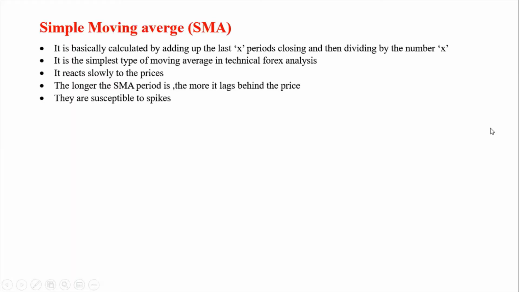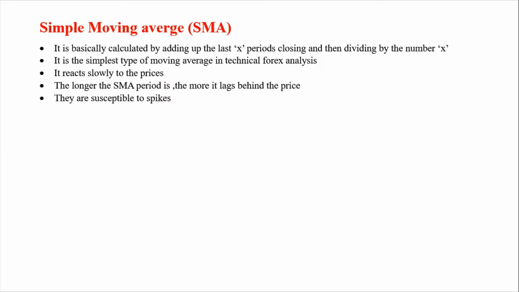So we have the simple moving average, and the simple moving average is just calculated by adding up the last closing prices and dividing by the number of periods that it is covering. This is the simplest type of moving average in Forex. Also, the simple moving average reacts slowly to price. It does not react very fast. So if you have a price that made a very huge spike, you will expect the simple moving average to react slowly to the price.